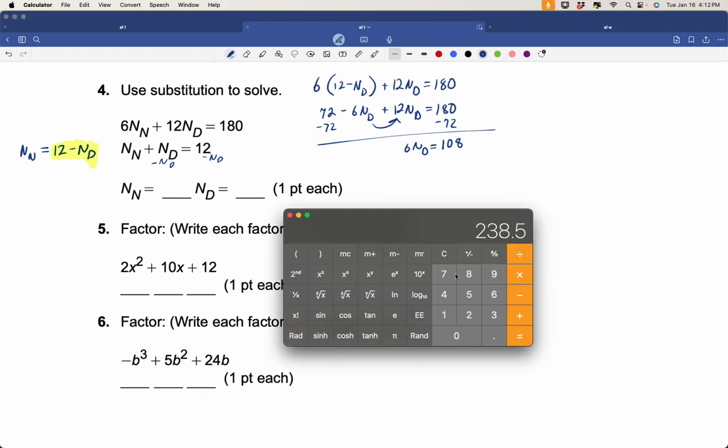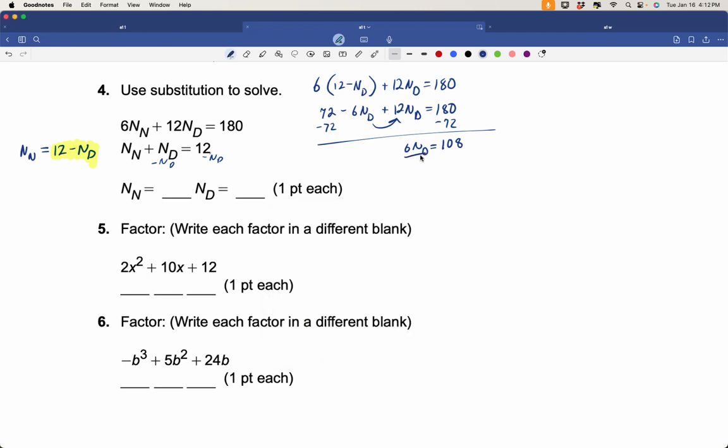And I'm not doing that in my head. My brain is hurting today. I've done a lot of math. So 108, I'm going to do it on the calculator, divided by 6 is equal to 18. So I divided both sides by 6. ND is equal to 18. So I can come over here and sub in 18. 12 minus 18 tells me that NN is equal to -6.